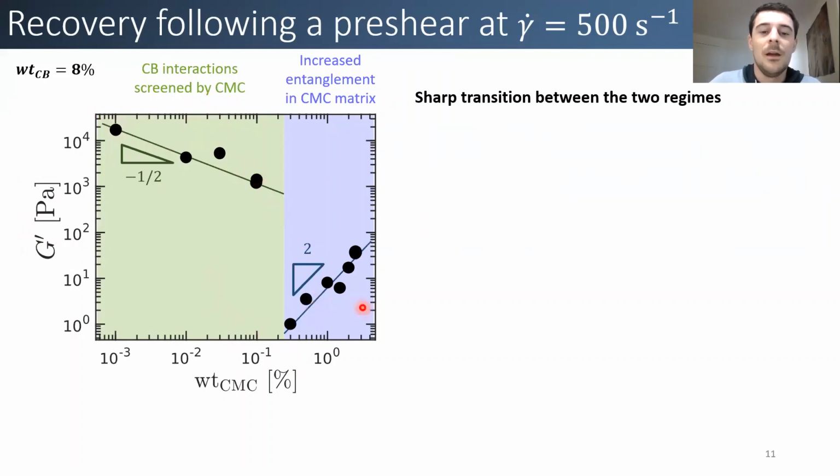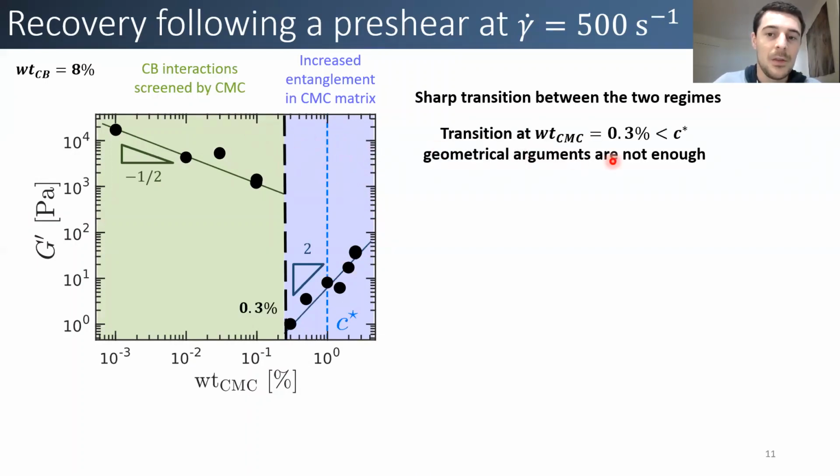On the other hand, in the second regime, the elasticity is an increasing function of the CMC content. It means that the more polymer you put in the solution, the more entangled the polymers are, and so the elasticity should rise also. The transition between the two regimes is very sharp, but it does not occur at the overlap concentration C star, but rather at a critical concentration of around 0.3%, which is significantly smaller than the overlap concentration.